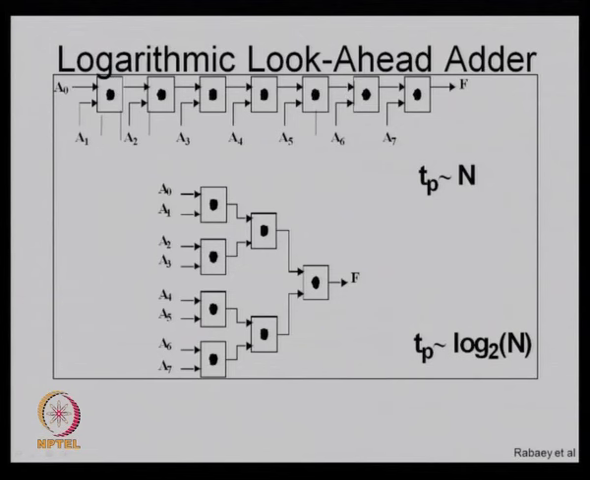Now, we looked into the look ahead a little differently. We said, okay, this is a standard carry, what we do. We do it block wise. We say, okay, we do only for A0, A1, and A2, A3, 4 blocks, they will generate 2 each of them, then use those 2 to generate this.